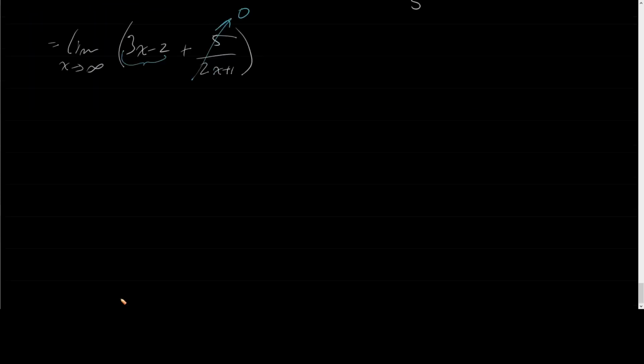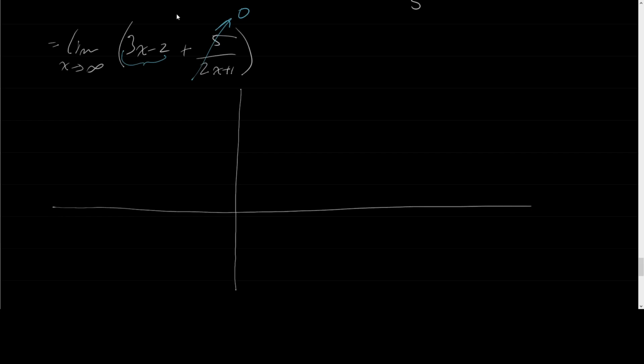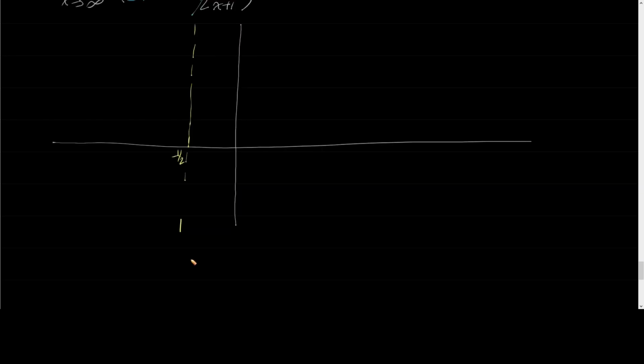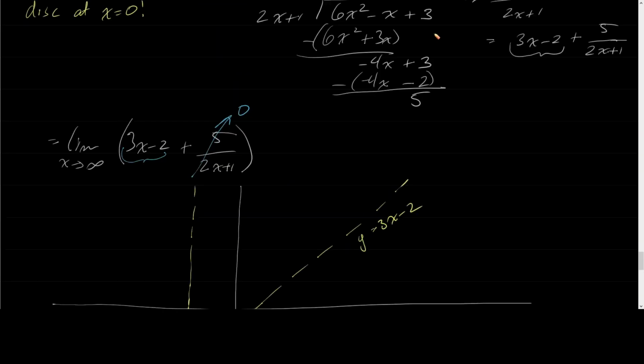Now let's see what this one looks like. This one, in fact, looks very, very similar to the last example, with one small difference. We've also got a vertical asymptote. This one happens at negative 1/2. We've also got a slant asymptote, something like that, where this is the line y equals 3x minus 2. That's what we were left with here, the slant asymptote.